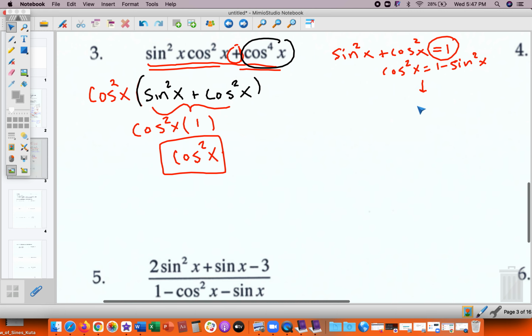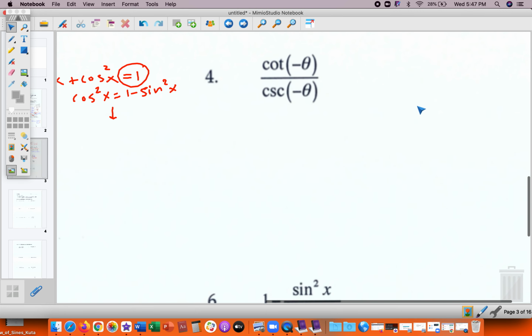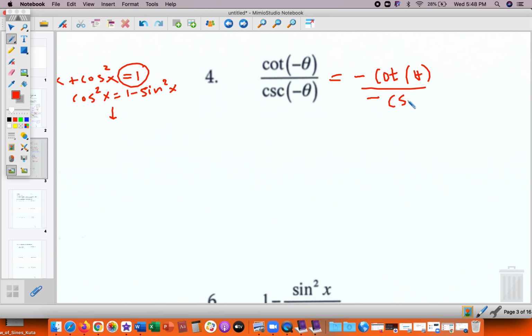Number 4. Now, for this one, we are going to rewrite this. We'll write negative cotan of theta over negative cosecant of theta. We want to play around with sine and cosine. So I'm going to rewrite this as numerator negative cotan of theta divided by my denominator, which is negative cosecant theta.